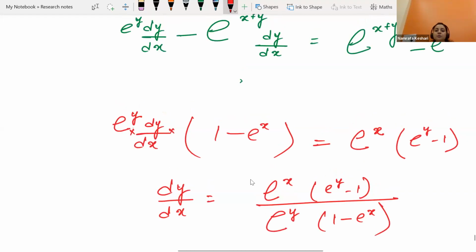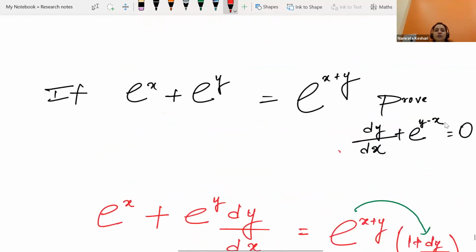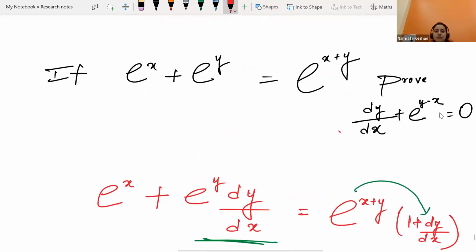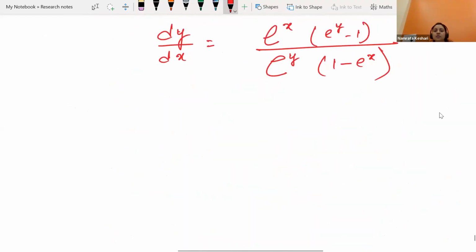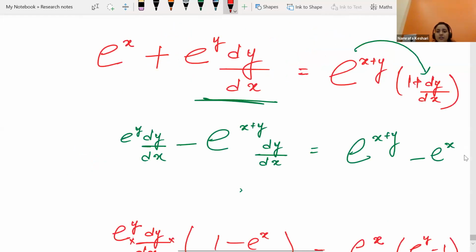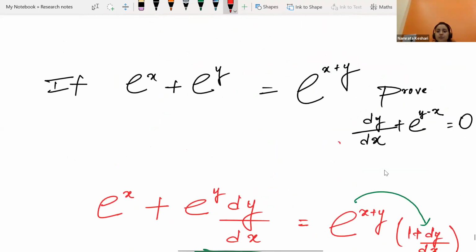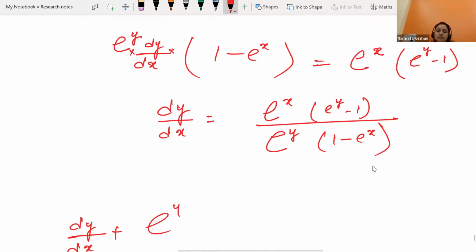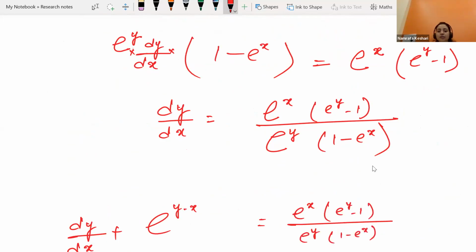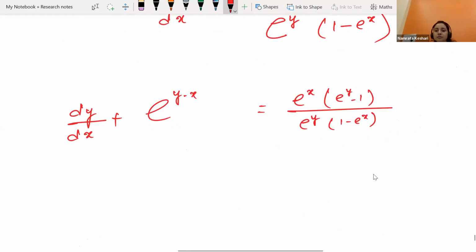Yes, ma'am. Let's try substituting this over here. Let's see, are we going to get... wait, it must cancel. Wait. Okay, let's try substituting it over here. We are having dy by dx plus e to the power y minus x. If we will substitute, dy by dx is e to the power x into e to the power y minus 1 over e to the power y into 1 minus e to the power x. Here, if we will add e to the power y minus x over here, that means it is nothing but e to the power y by e to the power x, right? Yes, ma'am.